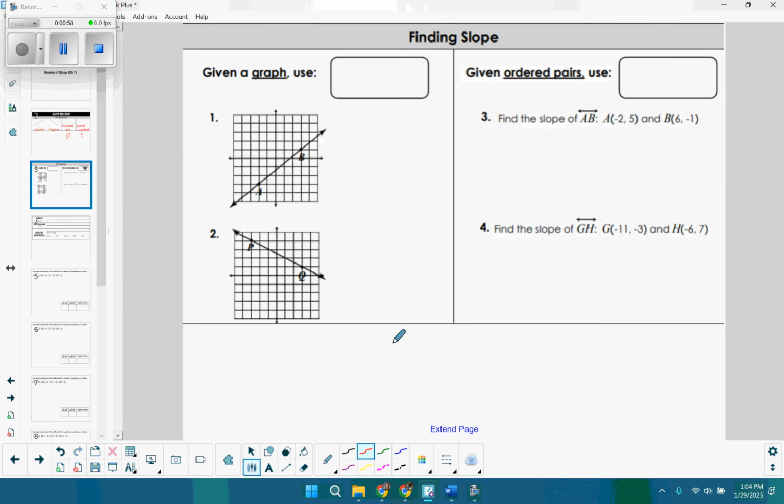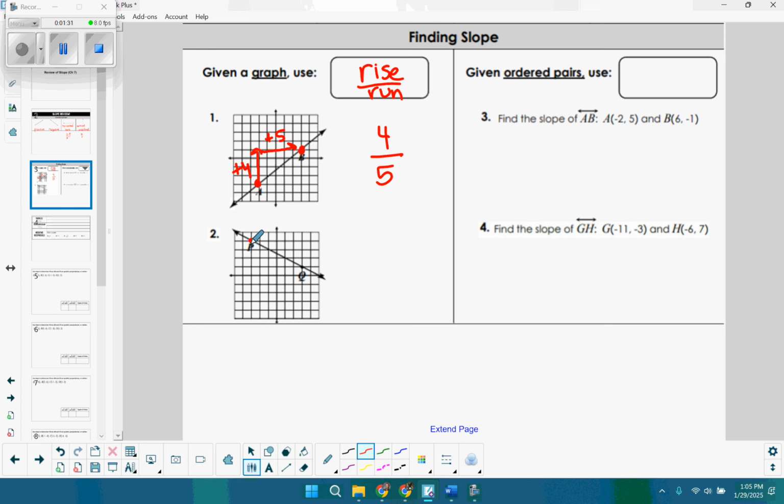So if we're given a graph, we can use rise over run. So that means from one point to the next, we would first calculate how I moved up or down, and then I would calculate how I moved left or right. Rise first, run second. So in this one, we would go up 1, 2, 3, 4, so that's a positive 4. And then we would go right 1, 2, 3, 4, 5, so that's a positive 5. So that would be 4 over 5.